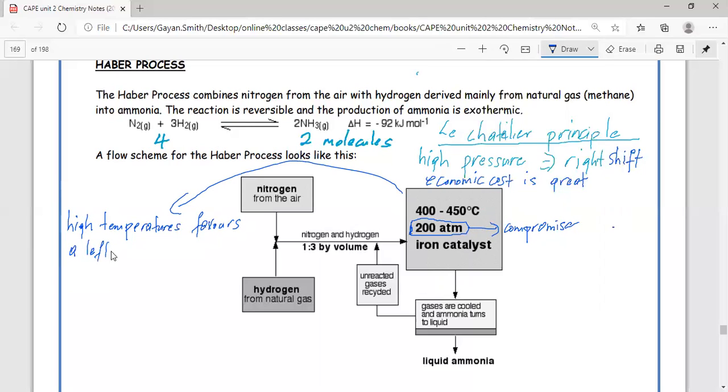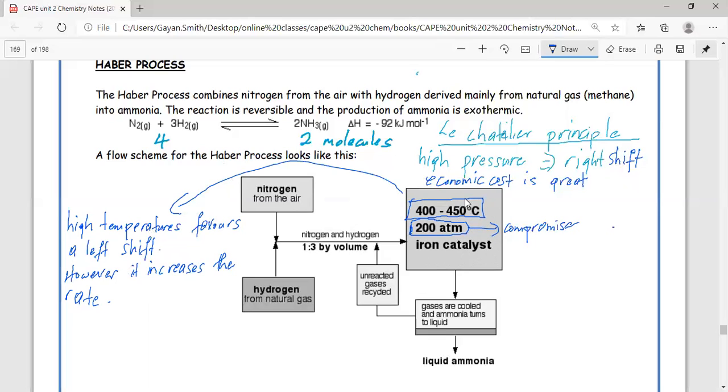But what we also have to look at is that we have to consider the rate. However, it increases the rate. So we don't only look at the equilibrium, and we don't only look at the Le Chatelier principle. We must also look at the rate. How fast does the reaction take place? So this temperature of 400 to 450 degrees Celsius was selected to favor a fast rate for the reaction.